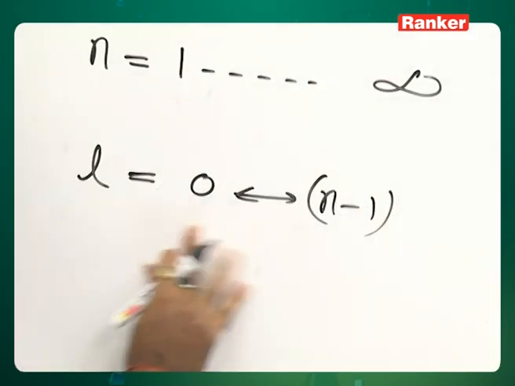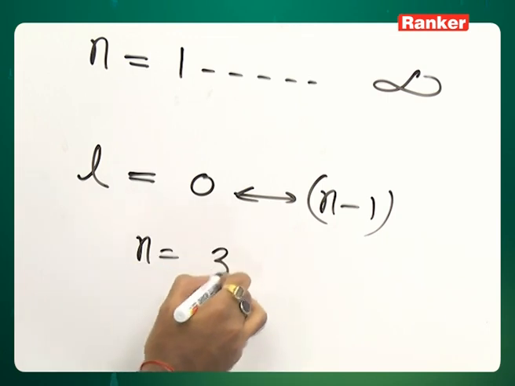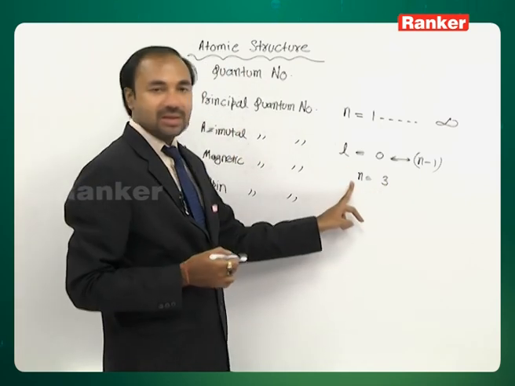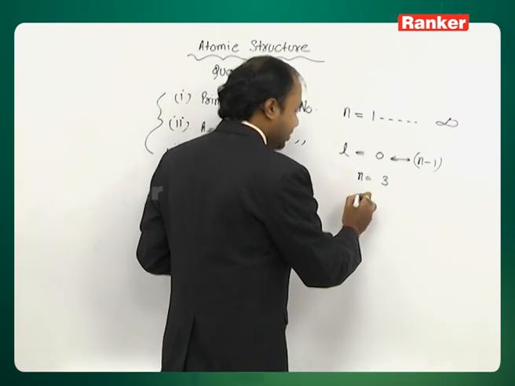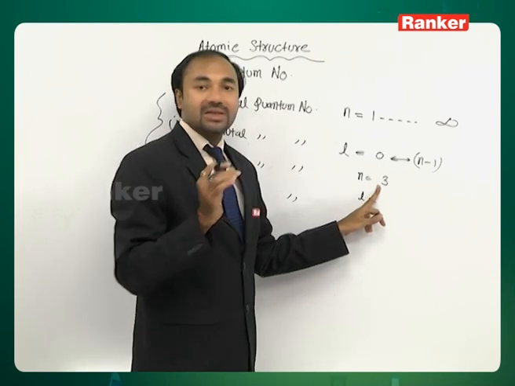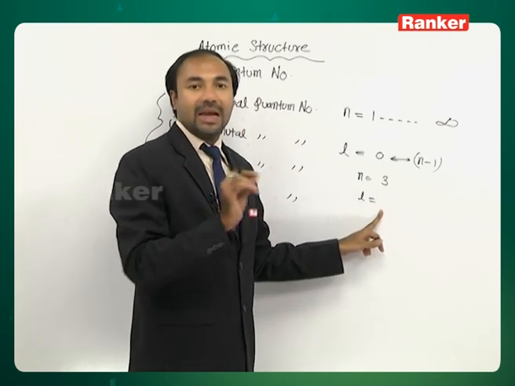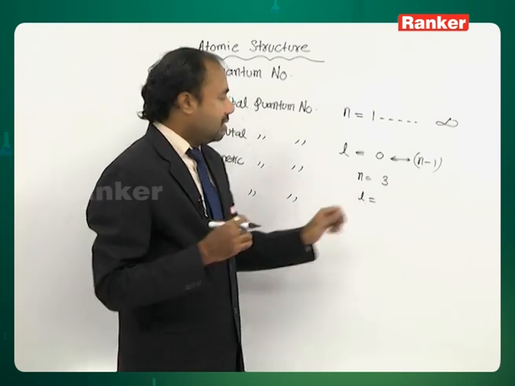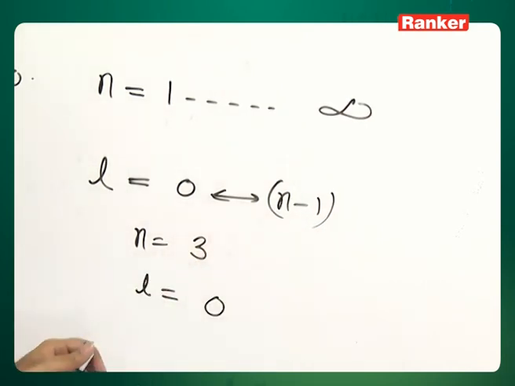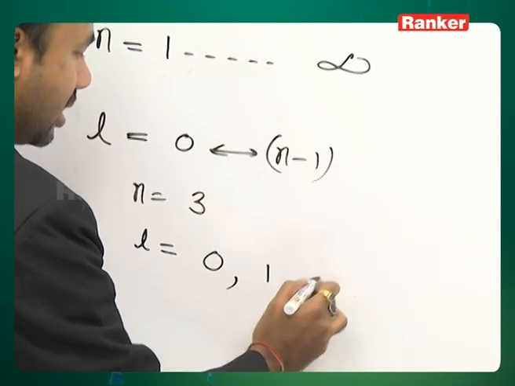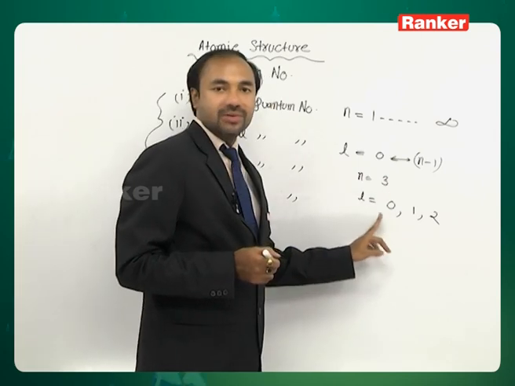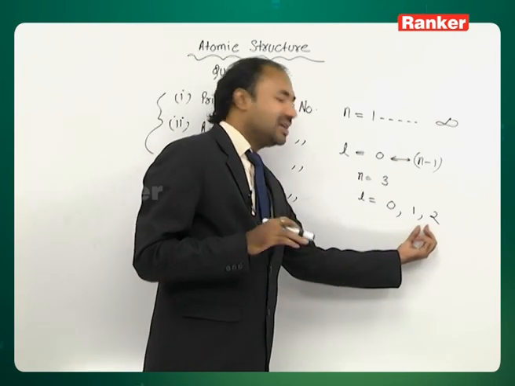Suppose we have n equal to 3, so one particular electron is present in the third shell. As per the quantum numbers, we will have 3 subshells. In a shell, we will have the same number of subshells as the shell number. Values will be given to them from 0 to n minus 1. n minus 1 will be 3 minus 1, which means 2. So the values will be 0, 1 and 2. These will be the values of l. So we will have 3 values of l here, 0, 1 and 2, which correspond to 3 subshells.